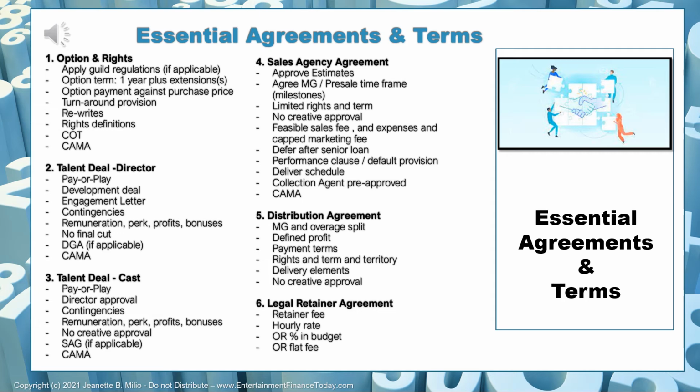That's the long form agreement that I would enter into with the director, and it includes everything from what is the remuneration, are there any contingencies, what are the perks, is there any profit participation, are there any bonuses. I want to make sure that there's no final cut in there. I want to apply the DGA, the Directors Guild regulations, because it also defines how long the director can take to cut their director's cut.